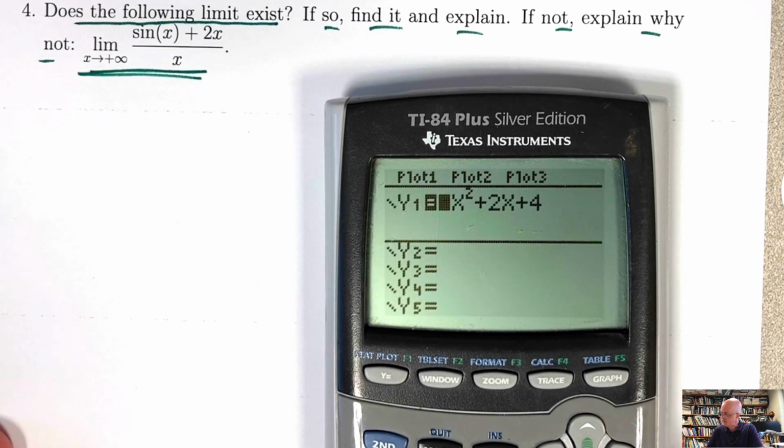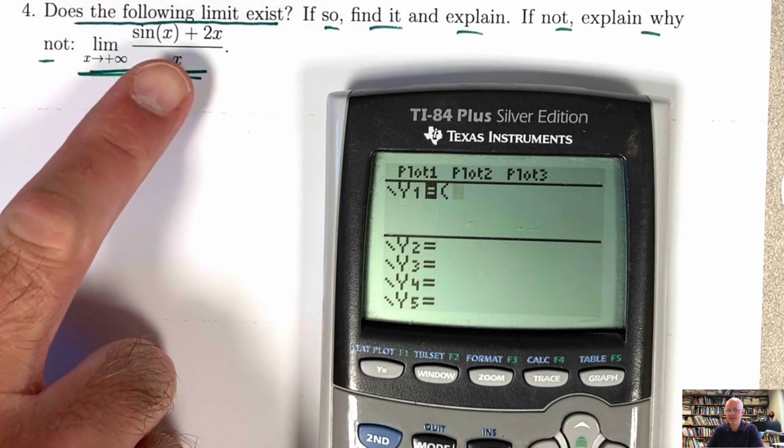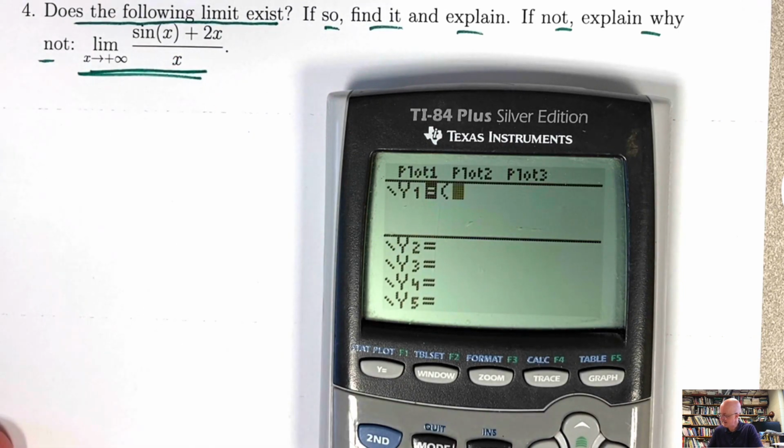Go to our y equals screen, clear that one out. Use parentheses. There is a way to simplify this, but I'm not going to do that yet. Sine of x plus 2x all over x. Be careful. What kind of window should we choose?